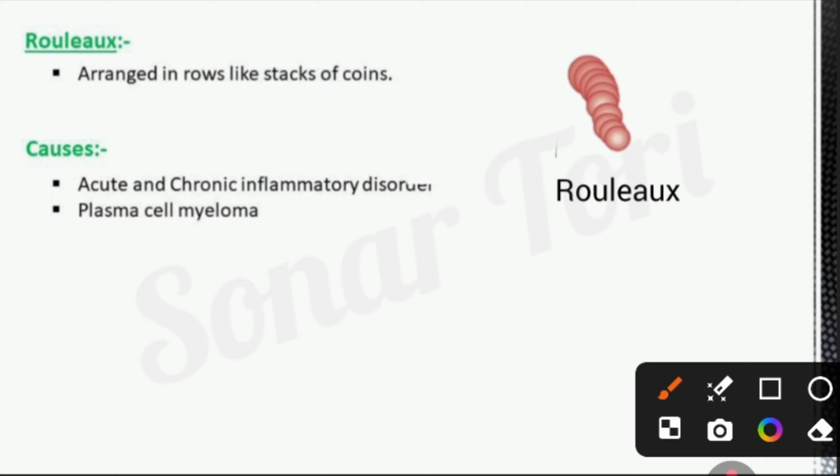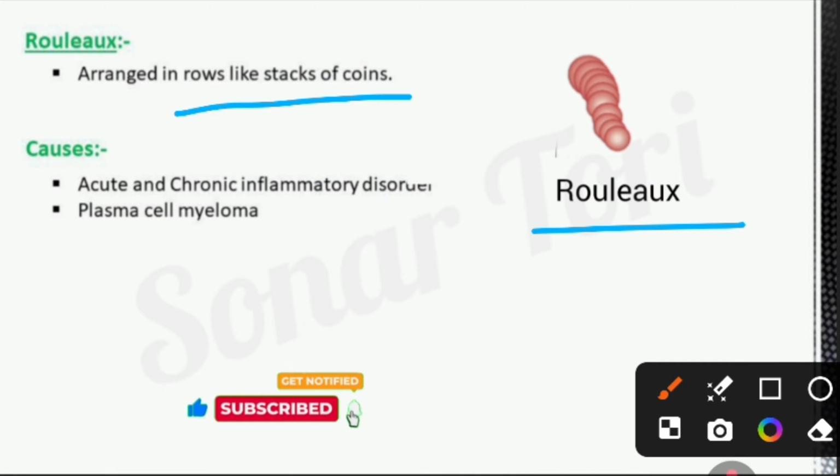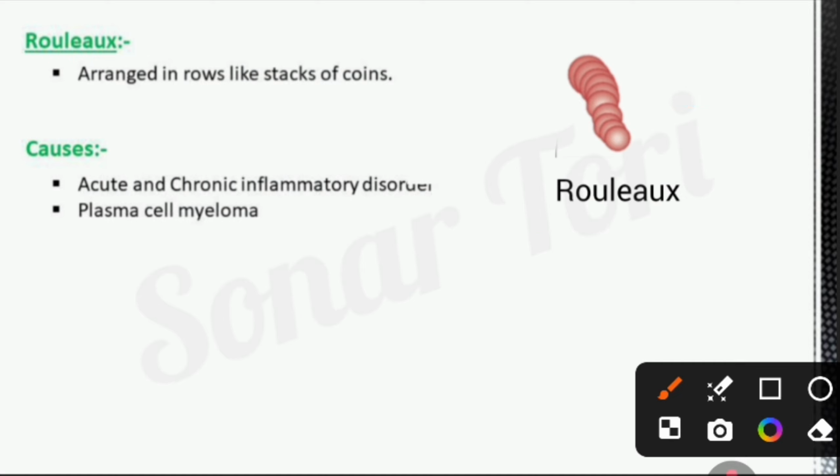The last point of poikilocytosis is rouleaux formation, where the RBCs are arranged in a row like a stack of coins. You can see in this picture that the RBCs form a rouleaux. In the manual method of the ESR or erythrocyte sedimentation rate test, you see the rouleaux formation of RBCs in the Westergren tube. In acute or chronic inflammatory disorders or plasma cell myeloma, we find rouleaux formation of RBCs.